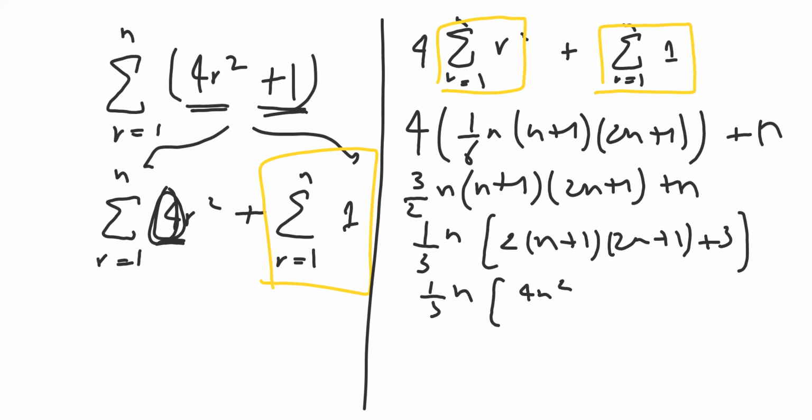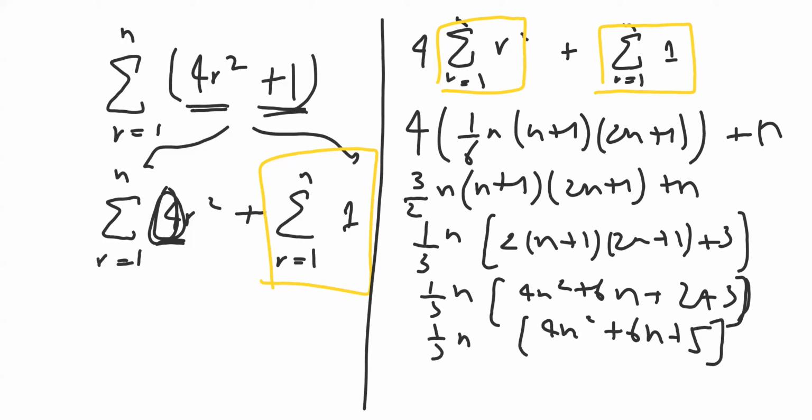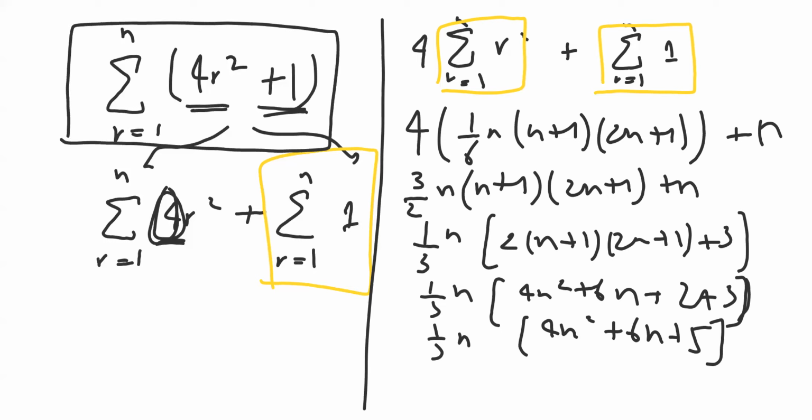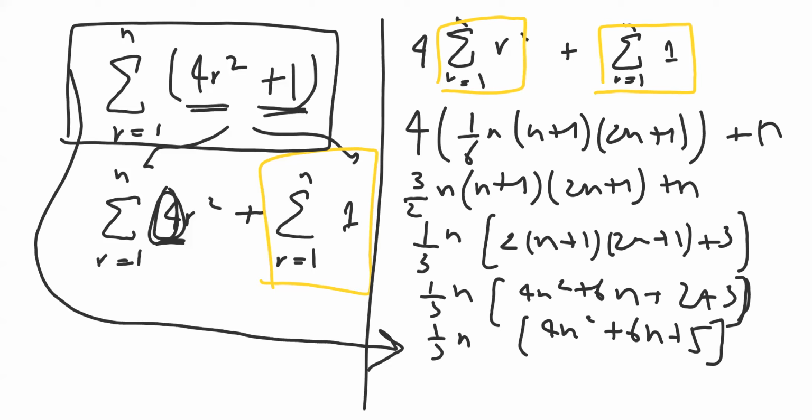(4n square plus 6n plus 2 plus 3). And in the next step you get 1/3 n (4n square plus 6n plus 5). So this is how you simplify this specific summation series into a simple algebraic equation in terms of n.